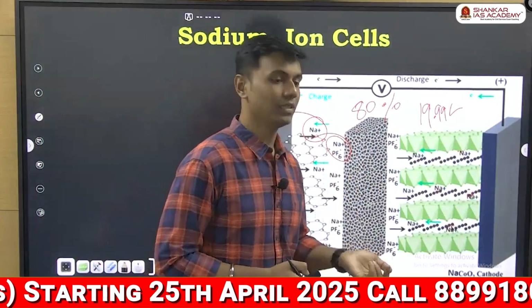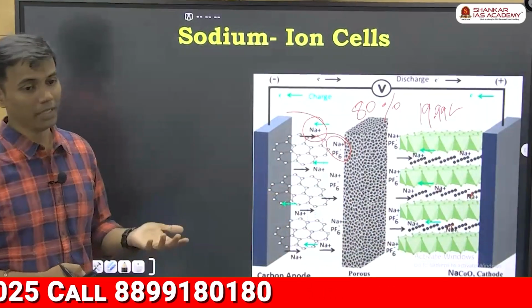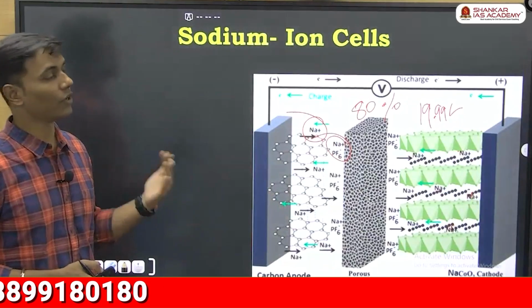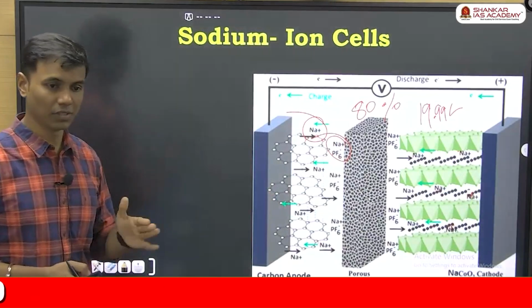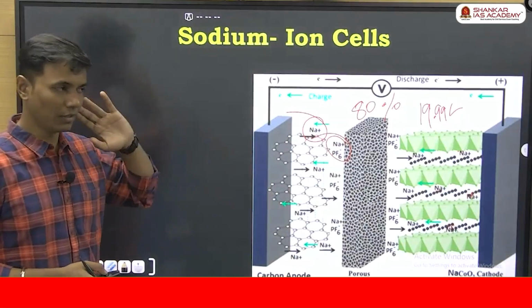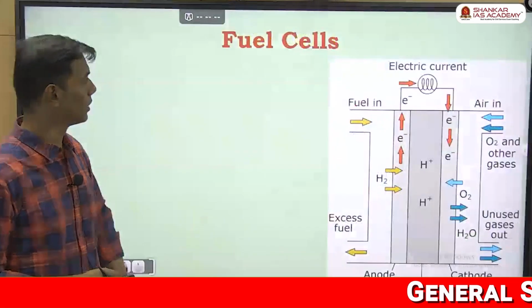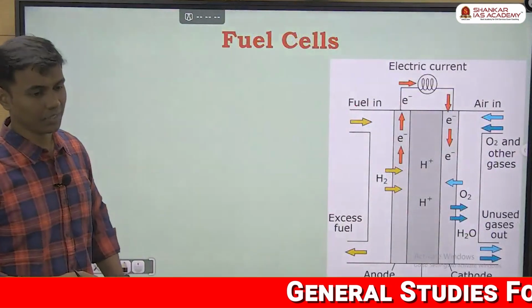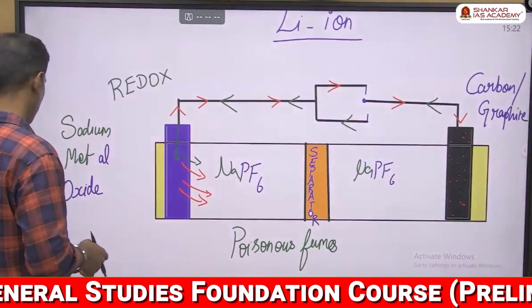So instead of that, we are planning to introduce sodium ion batteries, which will be much cheaper. Imagine putting just 30 or 40% of the cost compared to lithium ion batteries, but getting 80% of the energy efficiency. So this is often seen in the news. Just understand there is a type of battery called a sodium ion battery. Okay? Next is called the fuel cell. The next topic we are going to talk about is the fuel cell.